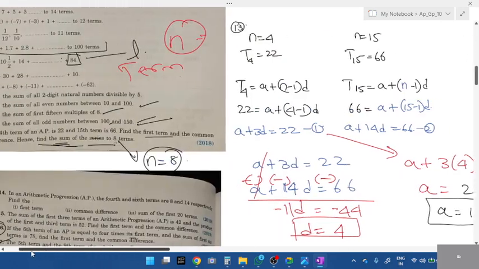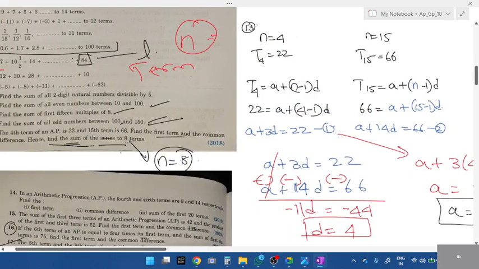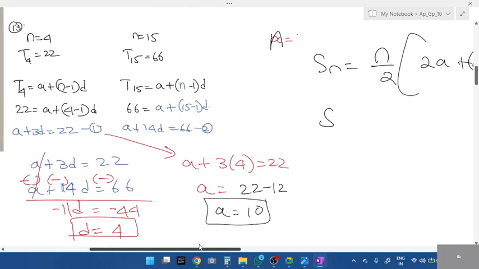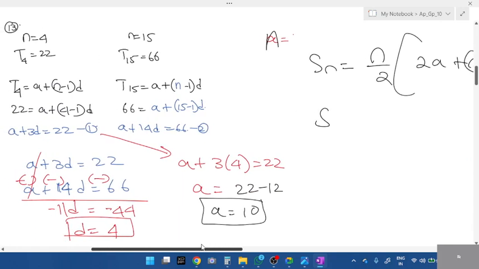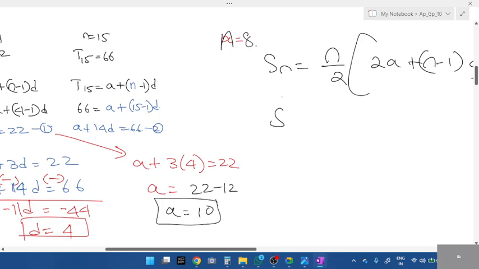S of n is 8. What term have they given? They'll specify a term, students, up to 8 terms. They've asked up to 8 terms. In the previous question they didn't ask. This time they have told 8 terms. S of 8 is equal to 8 divided by 2 into 2 times a value, which is 10, plus n which is 8 minus 1 into d which is 4. Complete this. All of you will solve this. Tell me the answer.